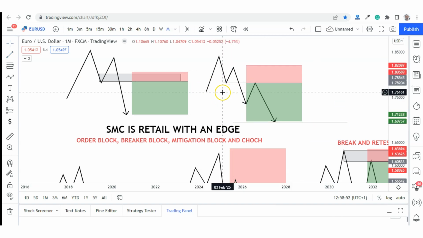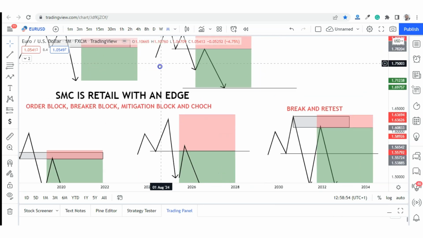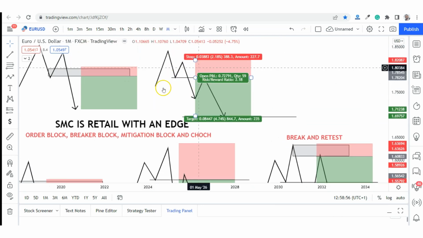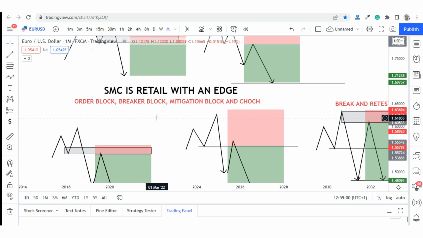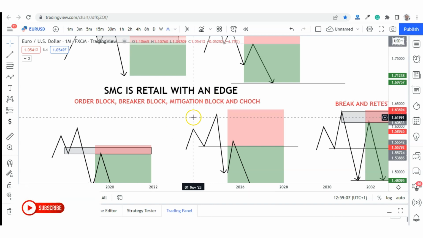You can just switch this for a bullish play. I already gave an example for a bearish play. Your order block is just a refined break and retest. The breaker block is a refined break and retest. The mitigation block is a refined break and retest.